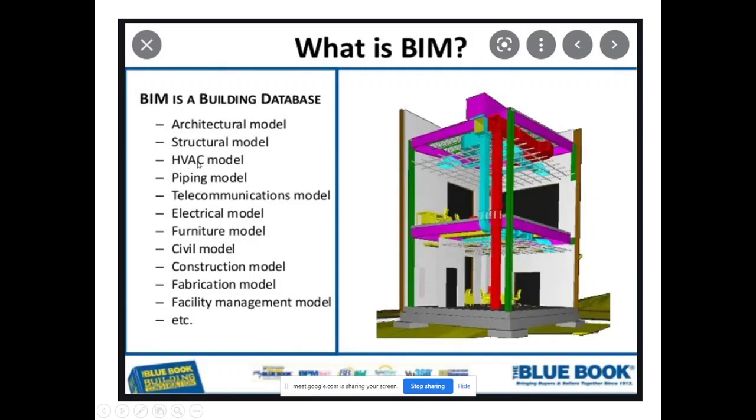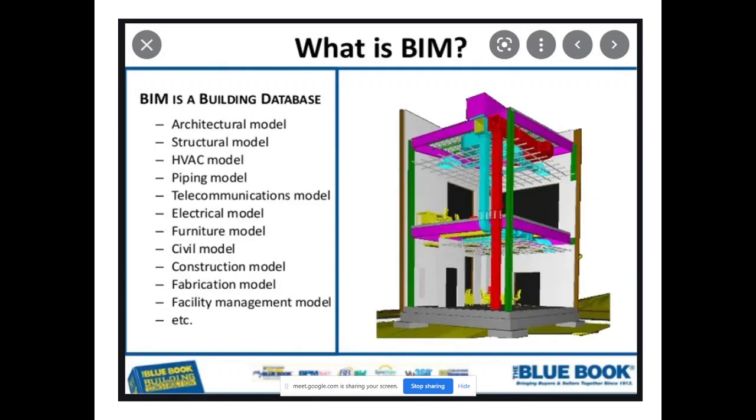Next one is HVAC. HVAC is the mechanical part. It covers AC duct lines and similar lines. You design the HVAC lines in BIM also. HVAC means AC ducts and so on. Next one is the piping model. You consider the piping model in BIM, with the outflow and inflow; all the piping models are provided in BIM.